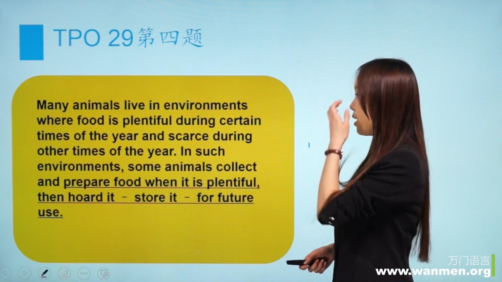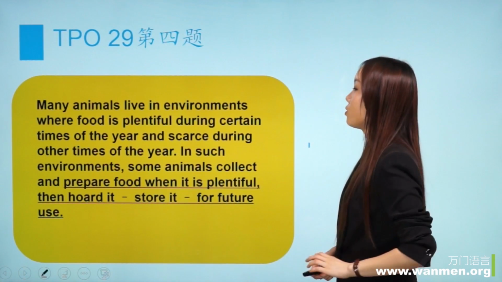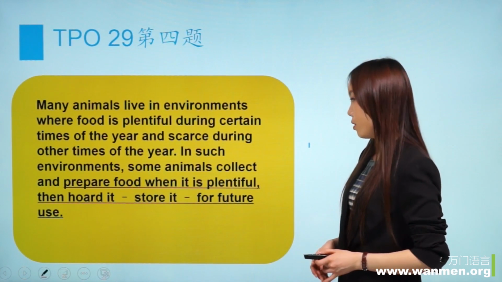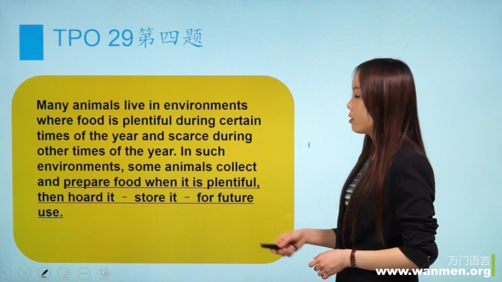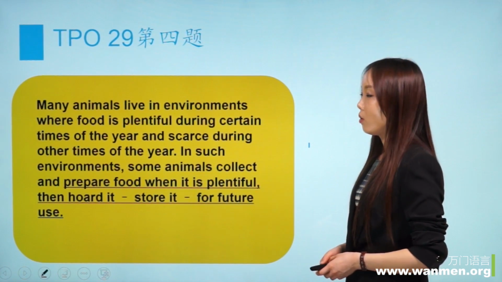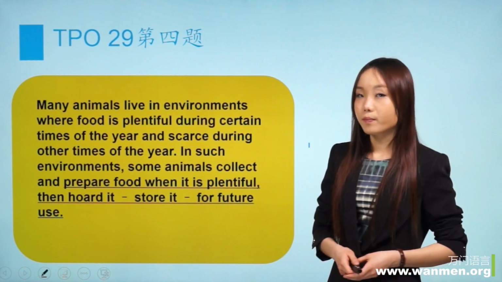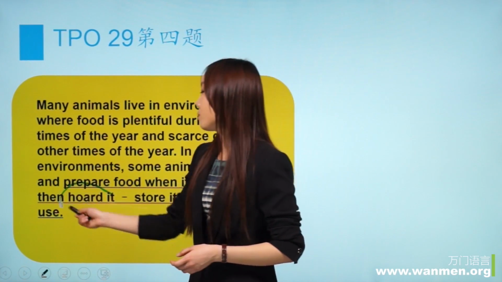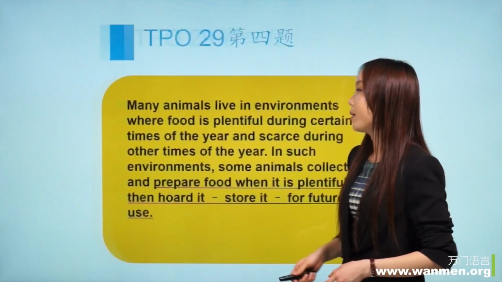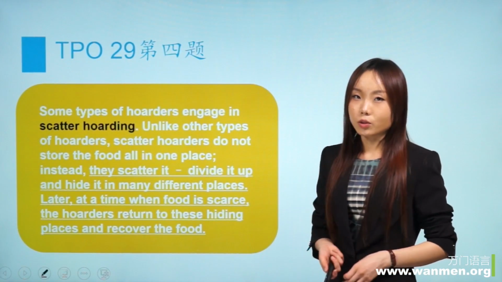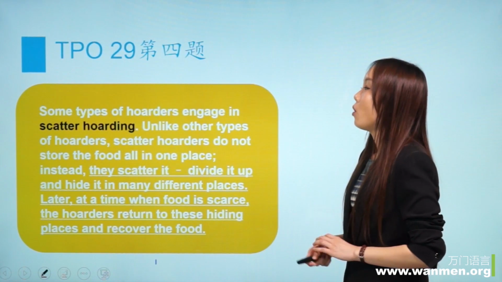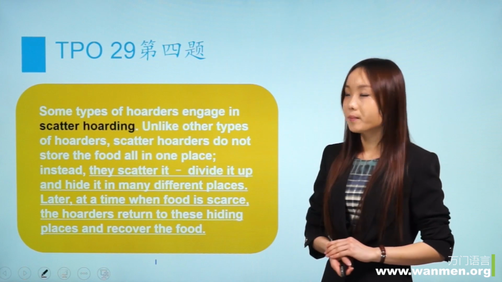Many animals live in environments where food is plentiful during certain times of the year and scarce during other times of the year. In such environments, some animals collect and prepare food when it is plentiful, then hoard it, store it for future use. 你这个还给解释了，如果你不知道 hoard 是什么意思啊，可以看 store 同义词，你其实就是把它存起来，那么以防饥饿的时候食物少的时候没有东西吃。Some types of hoarders engage in scatter hoarding.